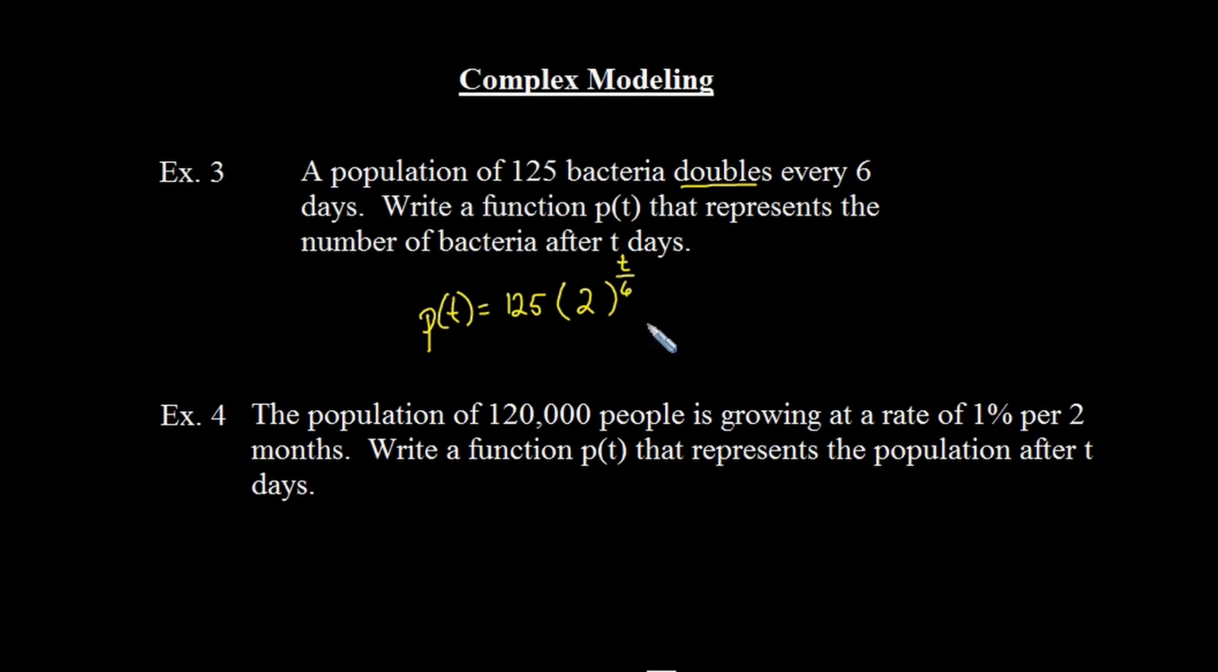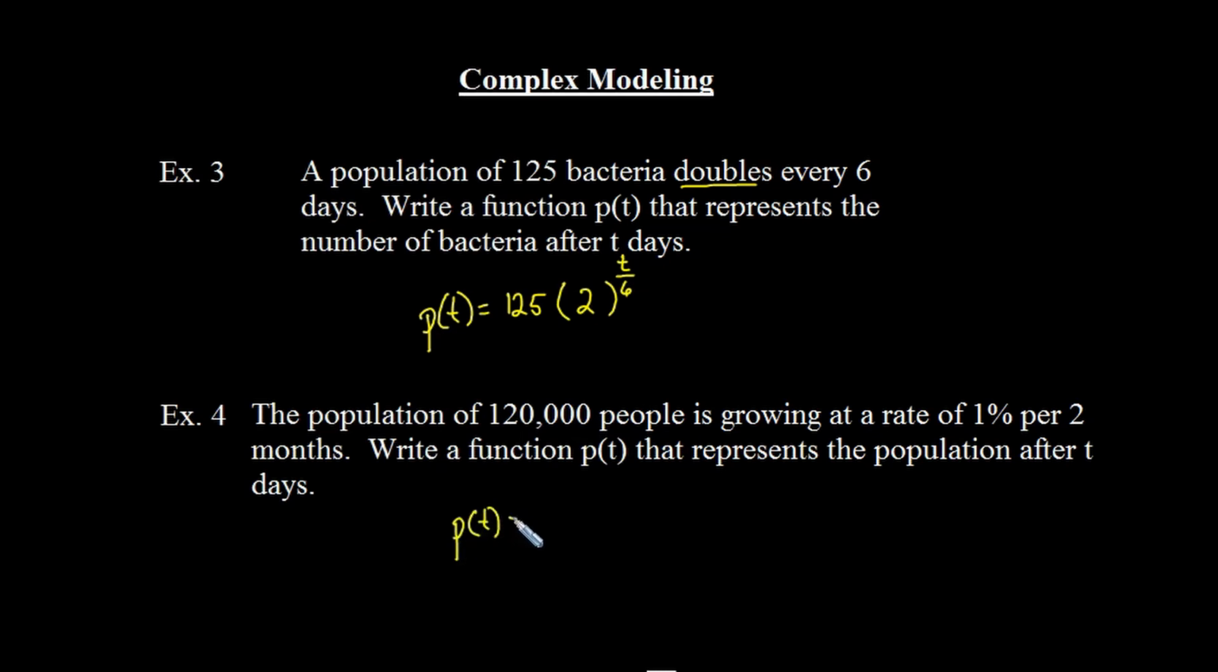Which logically makes sense. So that's the reason we were dividing it by 6 there. The population of 120,000 people is growing at a rate of 1% per 2 months. Write a function p of t that represents the population after t days.